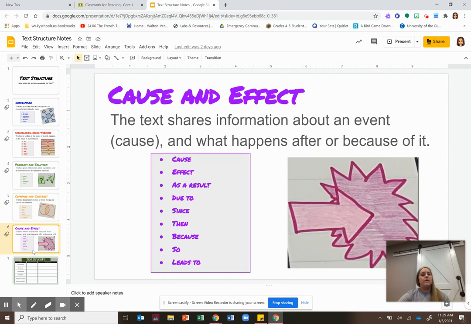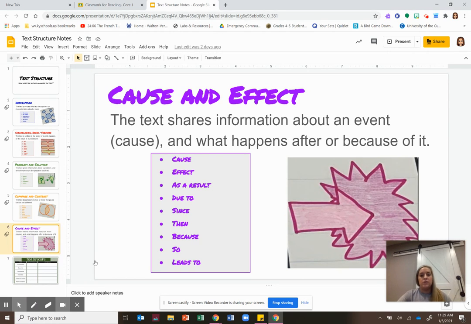And the last one we are going to talk about is cause and effect. And this is when the text shares information about an event or the cause and what happens after or because of it. So example, the cause is it's raining, the effect, people are driving slow, or cause, coronavirus, the effect, we're not in school right now.